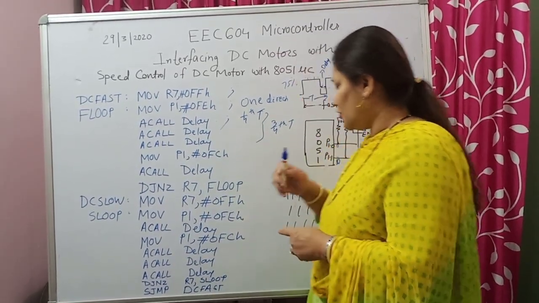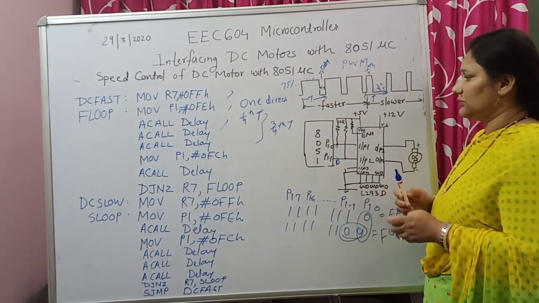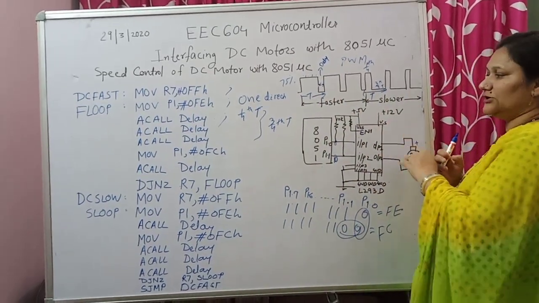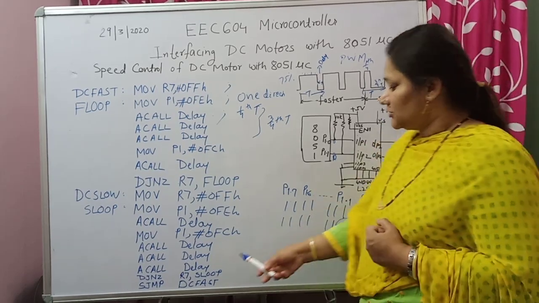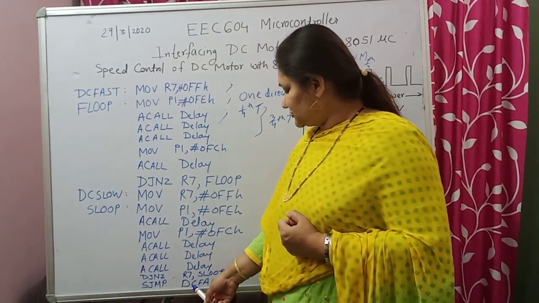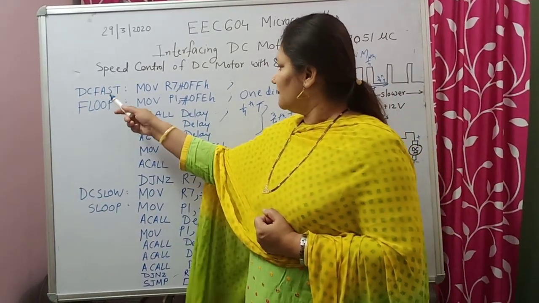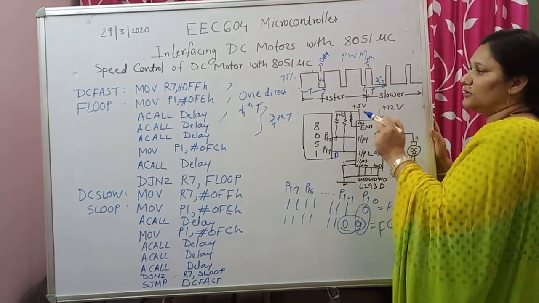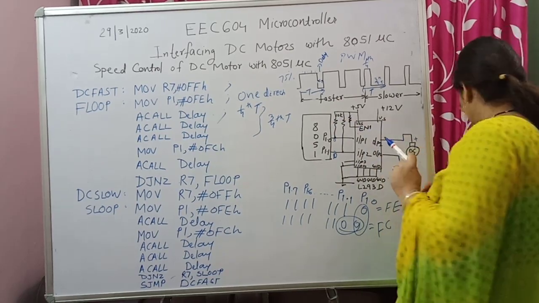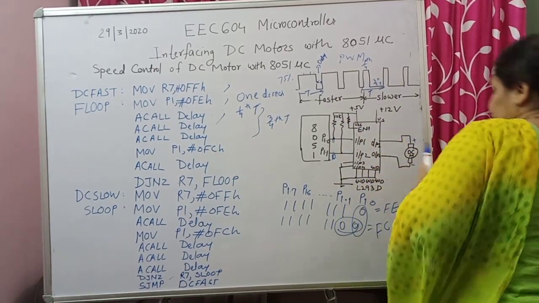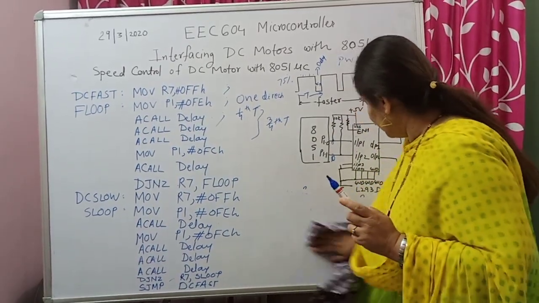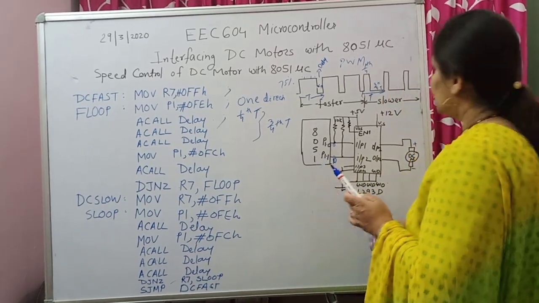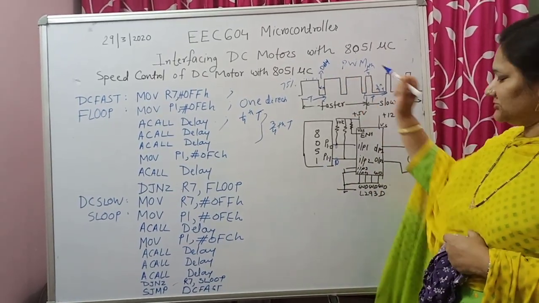And then because you want continuous faster rotation, slow rotation, faster rotation, slow rotation, you are jumping again to the startup program, that is DC fast. So this is all about speed control. It is not at all compulsory that, because here we have taken the example of 75% duty cycle and 25% duty cycle.